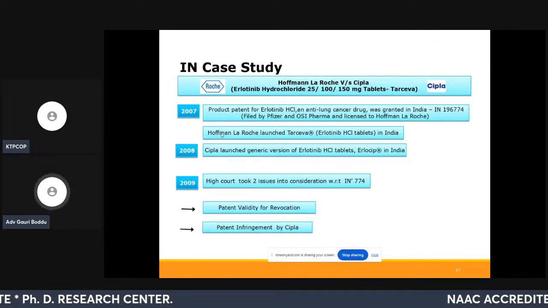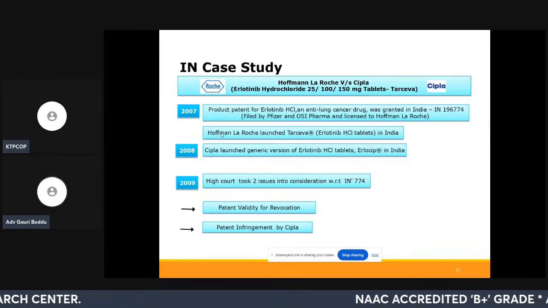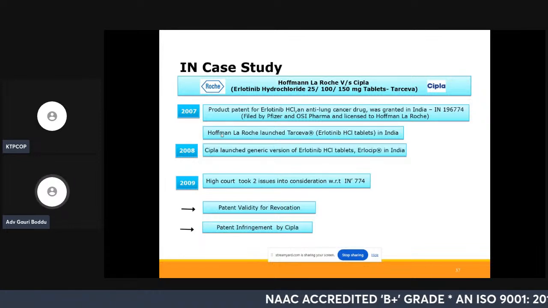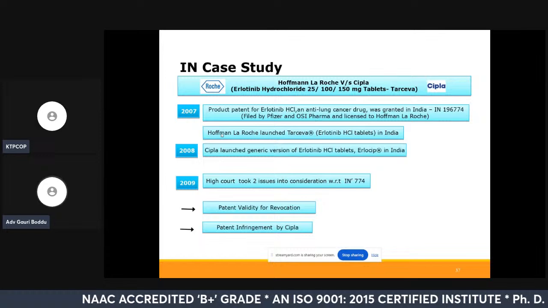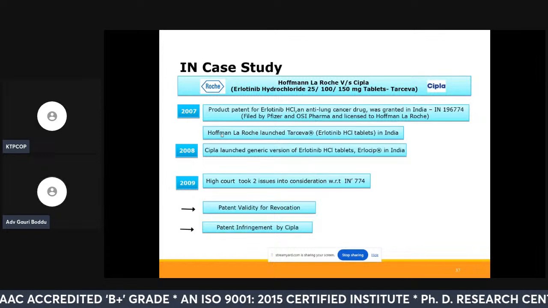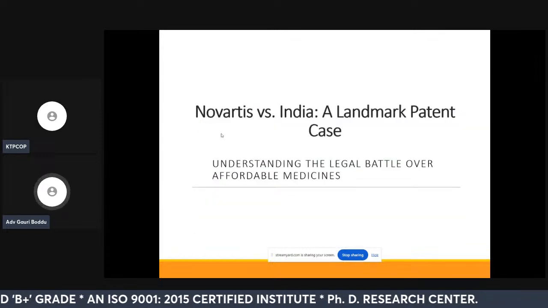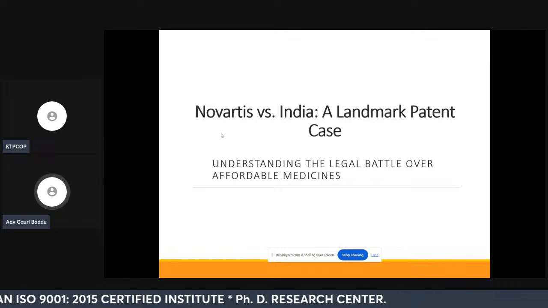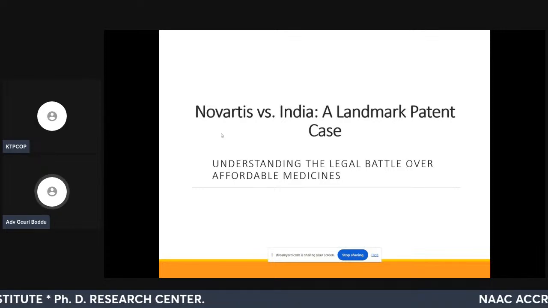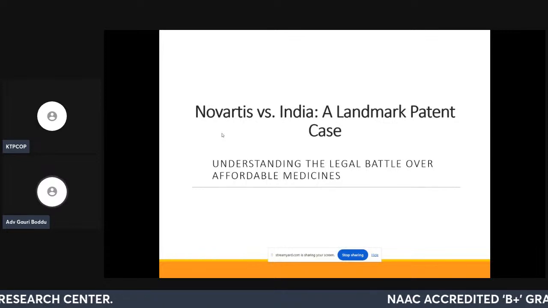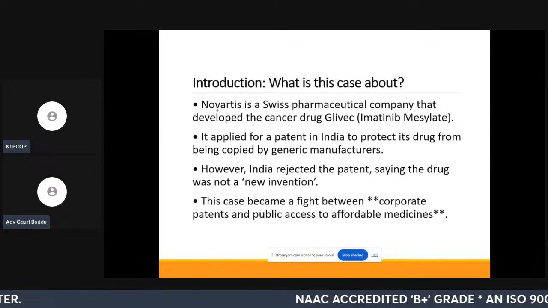The High Court took two issues into consideration: patent validity for revocation, and patent infringement by Cipla. Now we are going to study the next case, which is Novartis versus India, a landmark patent case that will make you understand the legal battle over affordable medicines. So, introduction. What is this case about?